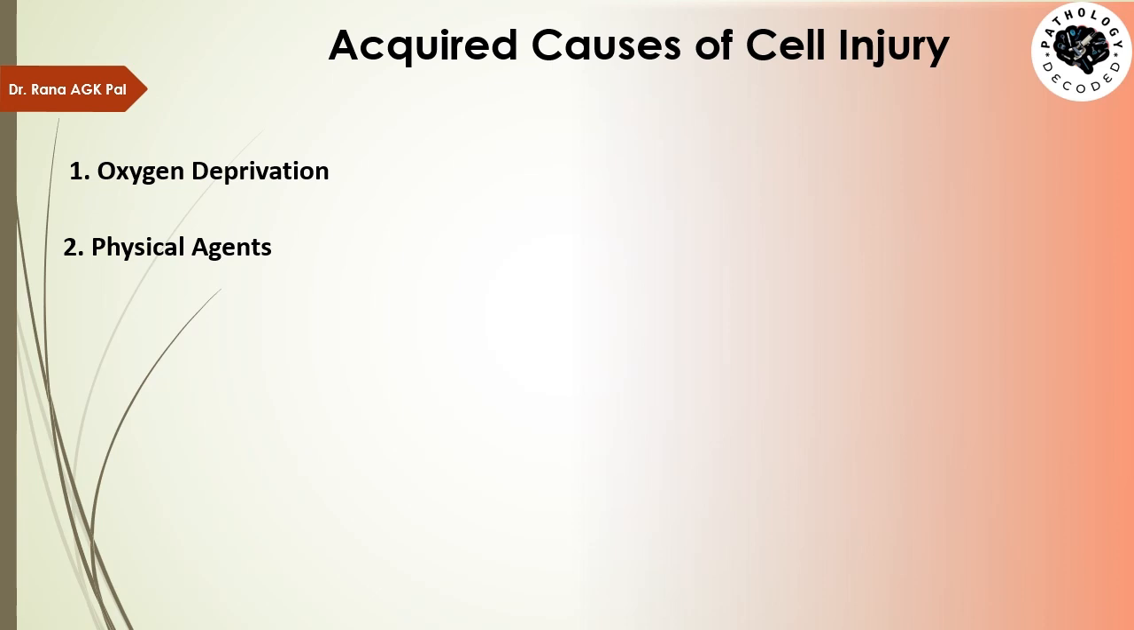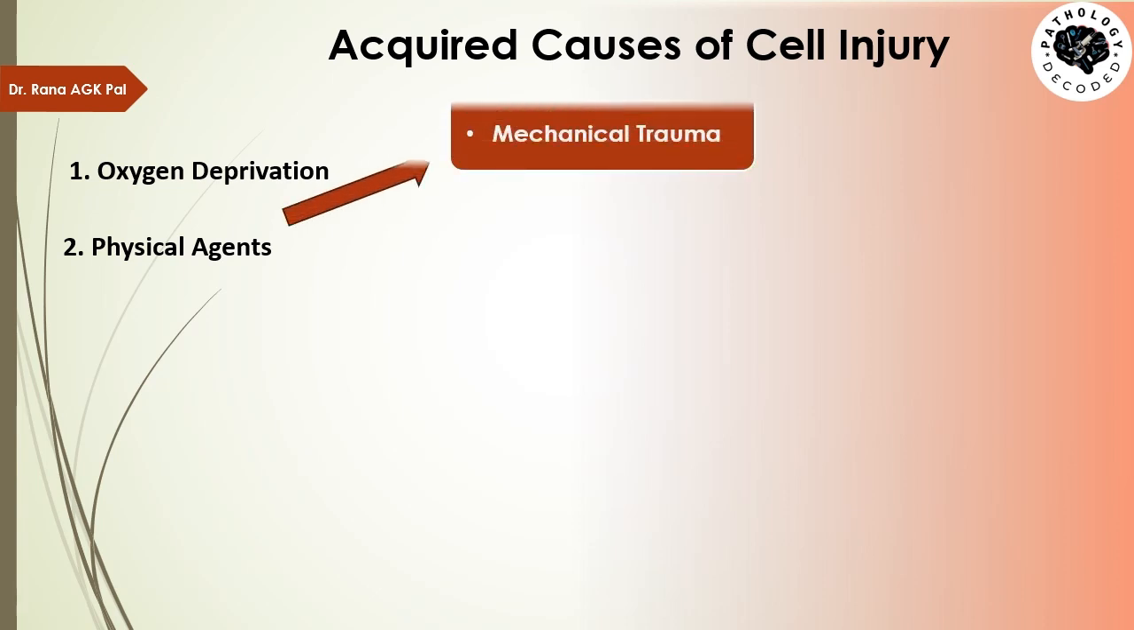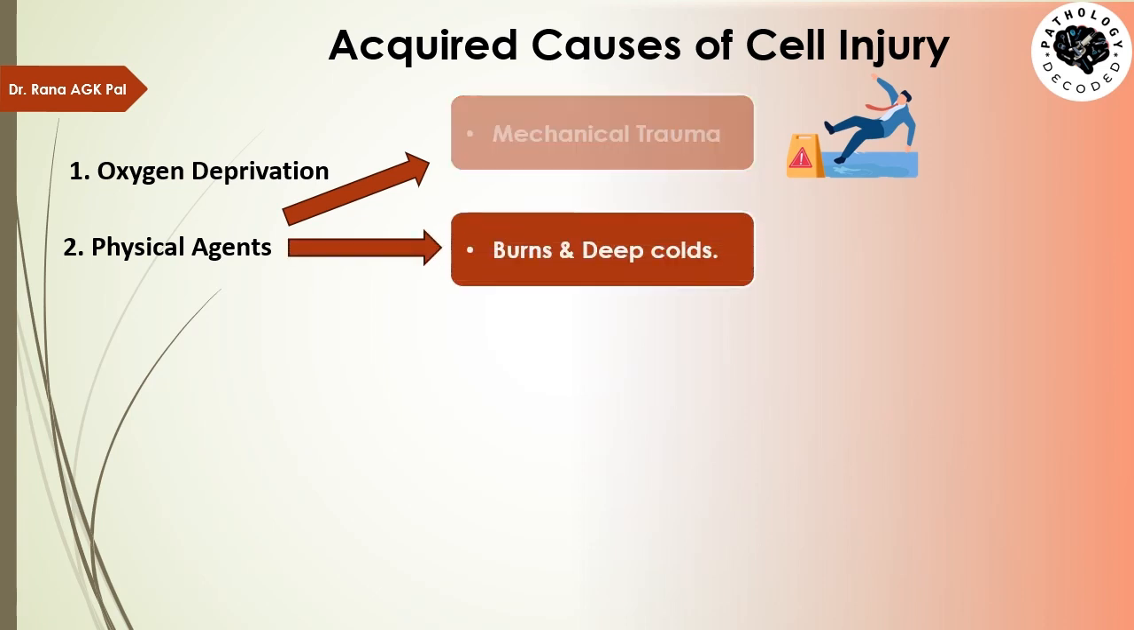The second group of acquired causes of cell injuries includes physical agents. Amongst these, the most common one is mechanical trauma. This mechanical trauma can be caused by roadside accidents, falls, or injuries like crush injuries and penetrating wounds, etc. Then we have burns and deep cold. Burns could be due to fire or electrical burns, while deep cold can cause tissue injury by causing frostbite.